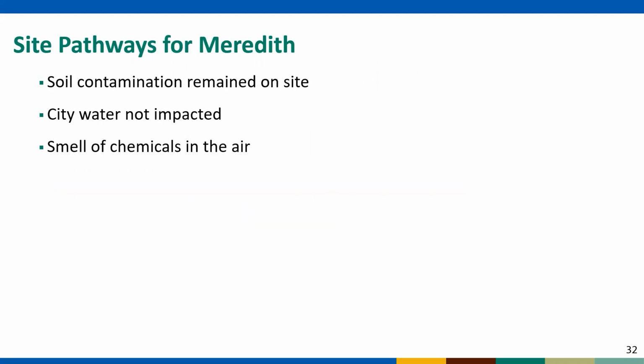This next slide is about the site pathways we found in Meredith. We found that soil contamination remained on the site. We learned that the city water is not initially impacted. However, the water used from the water supply wells for watering the yards might have been. And we met with the community, as Sylvia mentioned, and this was very helpful in getting inside information and to help develop our exposure scenarios. This is a very important step. And from speaking with the community, we learned that they smelled chemicals in the air and when.